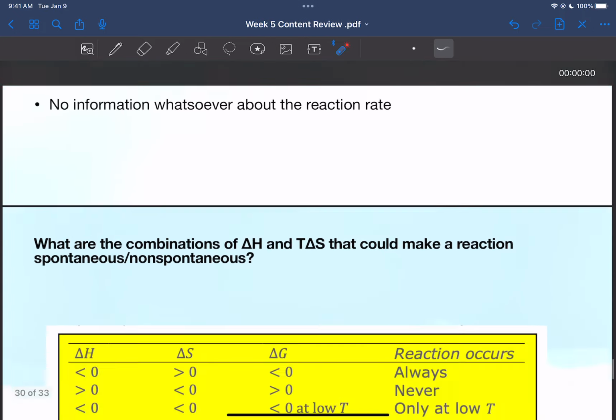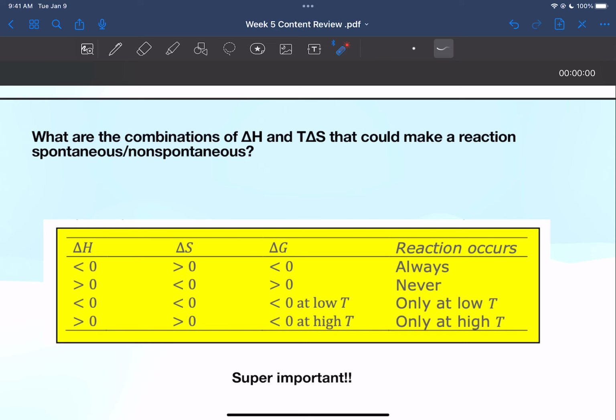Now, this is a really, really good table to go over. Super important, because you're bound to get a question like this either on the quiz or the exam that will be more conceptual. It's essentially the different combinations of delta H, delta S, and temperature that will achieve a negative or a positive delta G, which would indicate whether a reaction is spontaneous or not spontaneous.